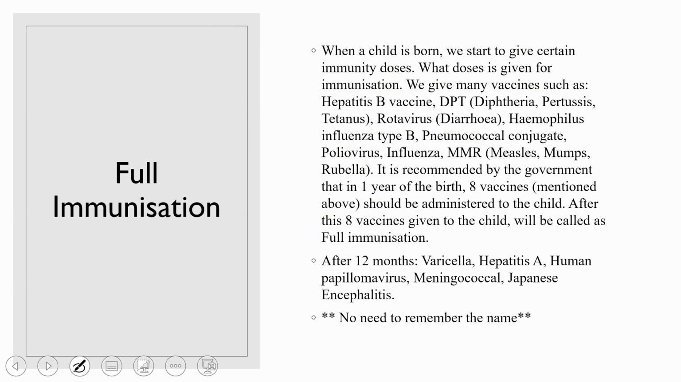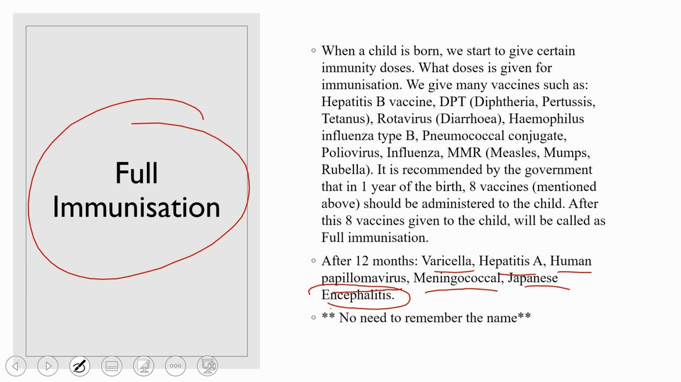Okay, after that, again at 12 months some vaccines are given, like varicella, hepatitis A, human papilloma virus, then meningococcal, then Japanese encephalitis. So Japanese encephalitis had the same situation and damage as coronavirus at the time. So this is what is called full immunization: giving those 8 vaccines within 1 year of birth. If a child gets all 8 vaccines within 1 year, then it will be called fully immunized.